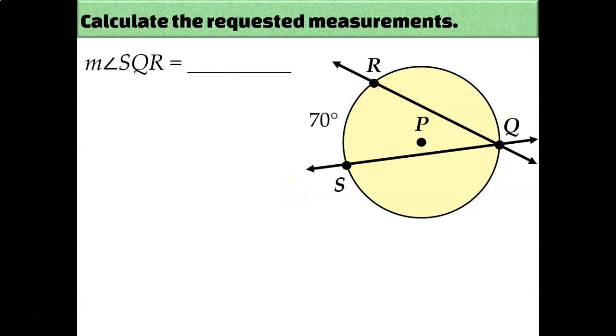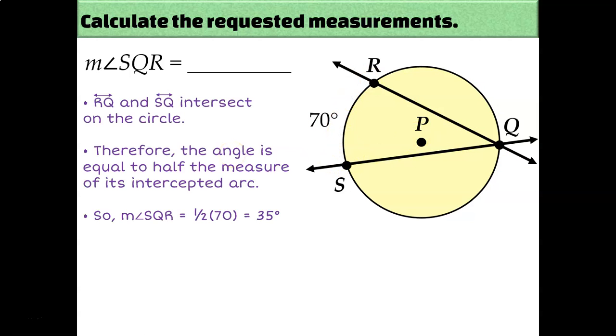The next angle is an inscribed angle because its vertex is on the circle, and we already knew from a previous lesson that the measure of an inscribed angle is equal to half the measure of the intercepted arc. So I'll just take 70 and divide it by 2 and get my answer of 35 degrees.